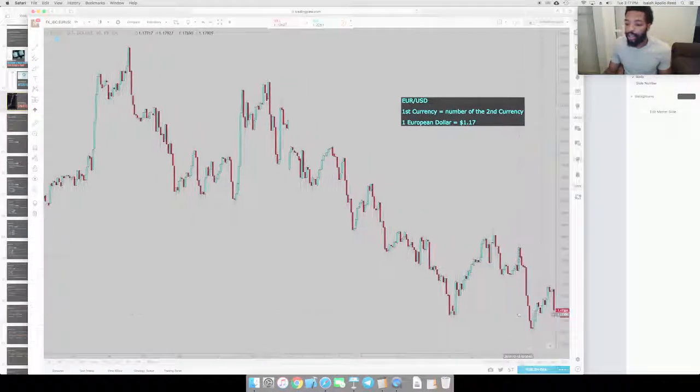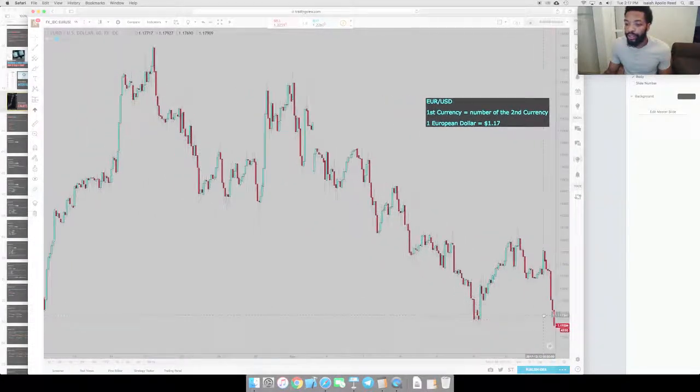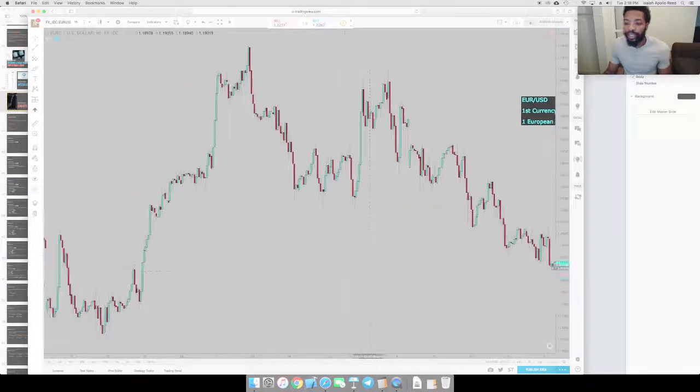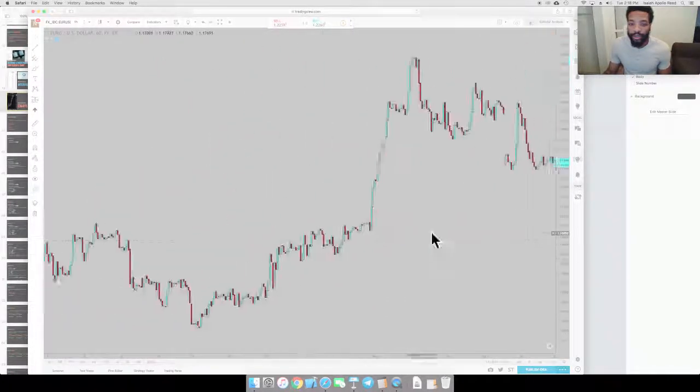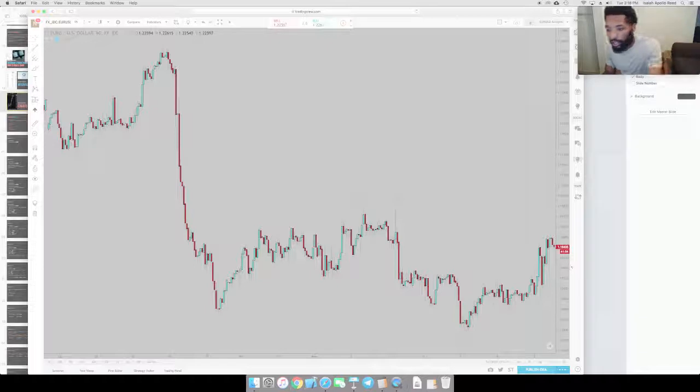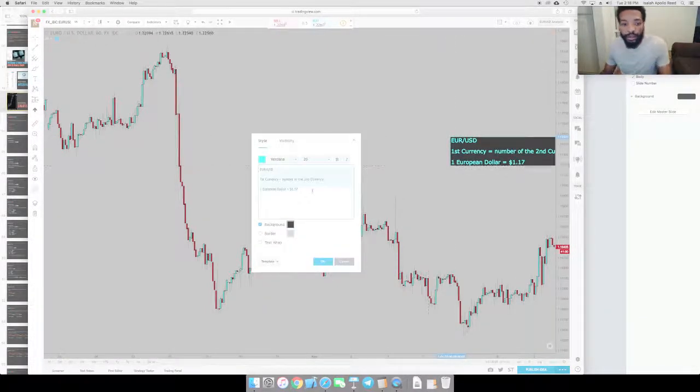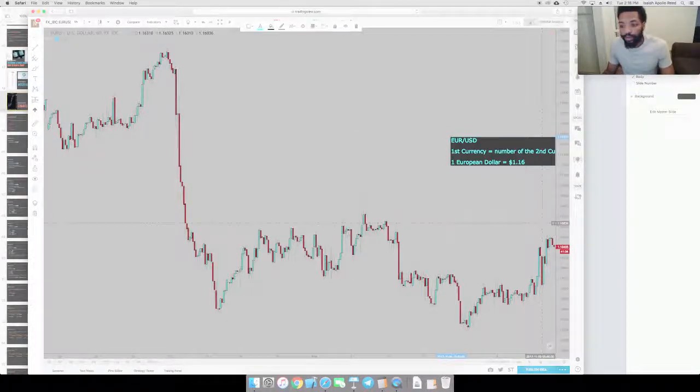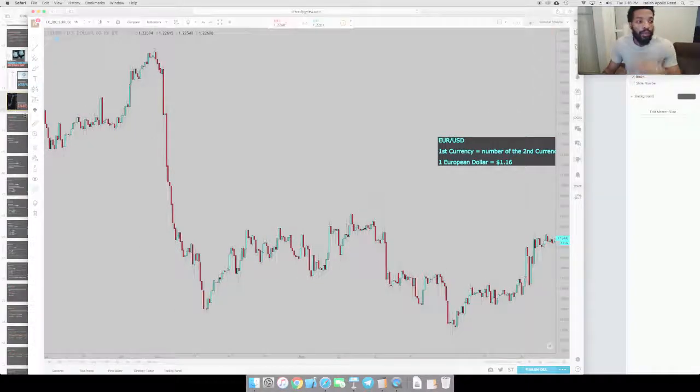This isn't the actual price right now. I just scooted back some to give you guys the example. I can scoot way over here and we can use this for example. So 1 Euro is worth $1.16 in United States dollar currency. So it's the same everywhere.